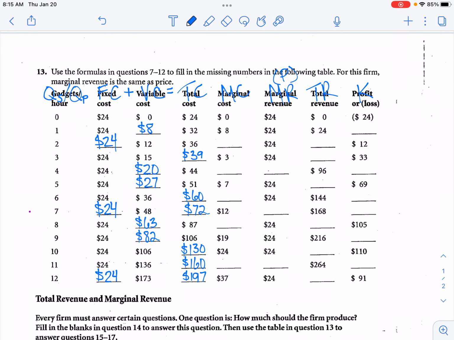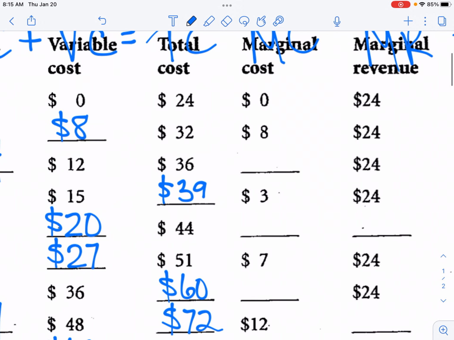Now, calculating marginal cost is one of the trickier things that students find they have to do. When you're calculating marginal cost, remember what we're looking for is the total cost in the current row minus the total cost from the previous row. So when we calculated 8 here, we took the total cost of $32 when we made 1 gadget per hour, and compared it to when we made 0 gadgets per hour, the total cost is only 24. So 32 minus 24 gives us 8.